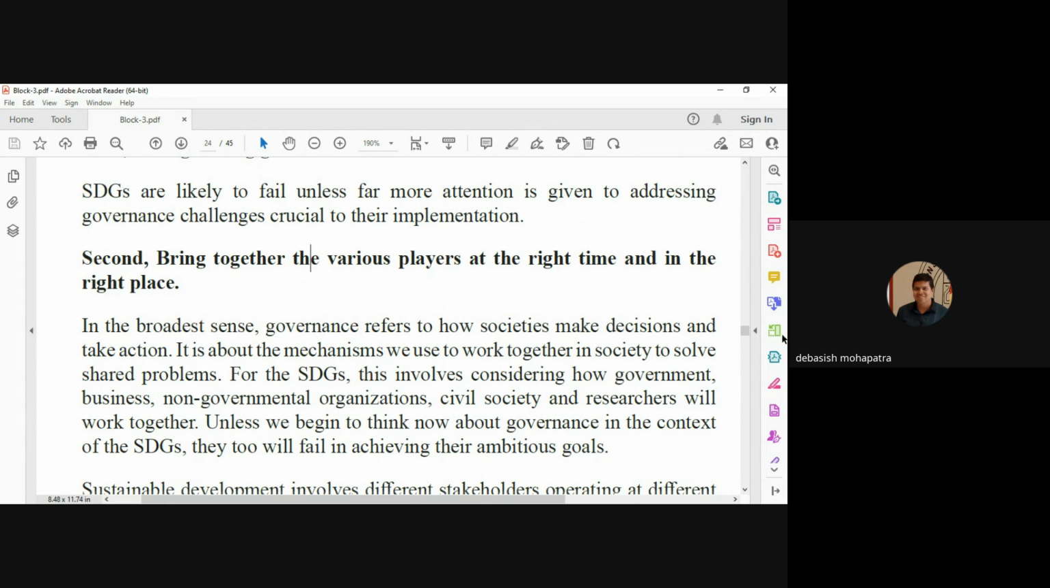Second is bringing together various players at the right time and in the right place. In a broader sense, governance refers to how society makes decisions and takes action. It is about the mechanisms we use to work together in society to solve shared problems. For the SDGs, this involves considering how government, business, non-government organizations, civil society, and researchers will work together. Unless we begin to think now about governance in the context of SDGs, they too will fail in achieving their ambitious goals.